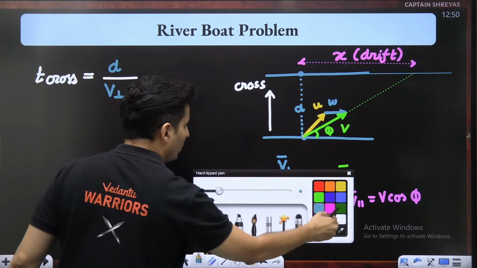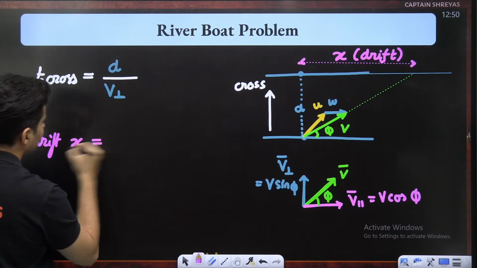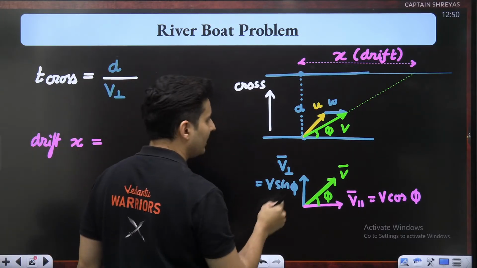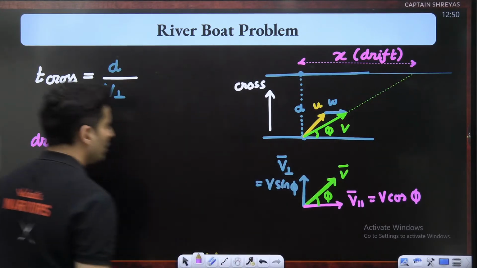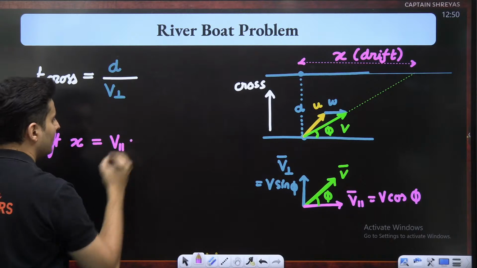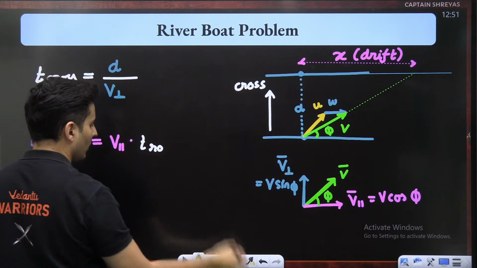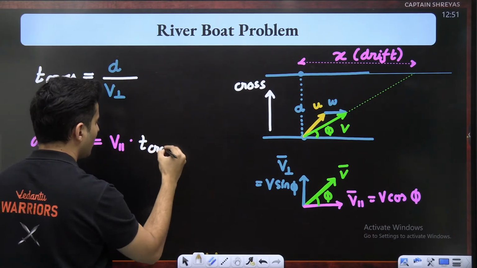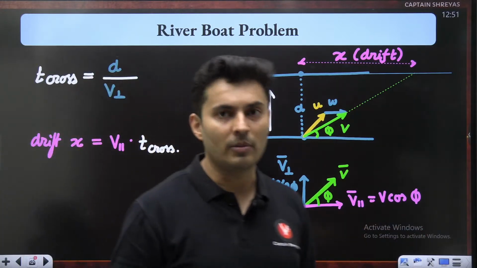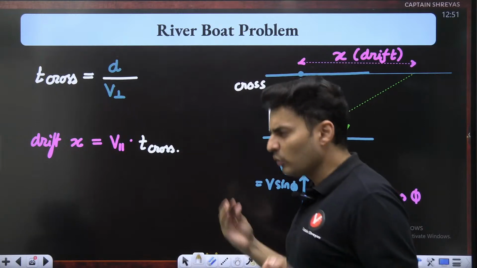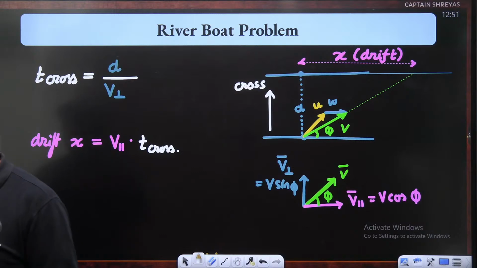Now, when you come to the drift, which is x, that will only depend on this velocity, because you are going with that velocity and spending some time inside the river. So it will always be that parallel velocity multiplied by the time you spent inside the river, which is the time taken to cross. If you know this much, you can solve any of the problems. Most of the problems you will be able to solve. There are a few cases which we'll be dealing with now, and then everything you'll be able to solve.